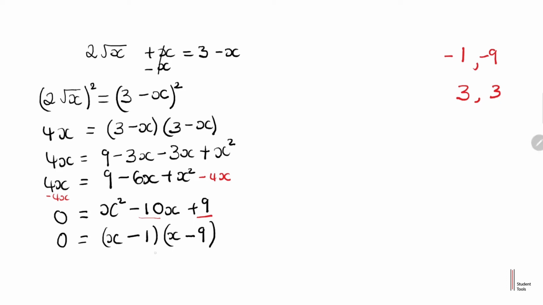So when we have this, we can say x minus 1 is equal to 0, or x minus 9 is equal to 0. So for this, we have to make x the subject. So when we make x the subject here, x will be equal to a positive 1. And here, when we make x the subject, x will be equal to a positive 9. So x is equal to a positive 1 or x is equal to a positive 9.